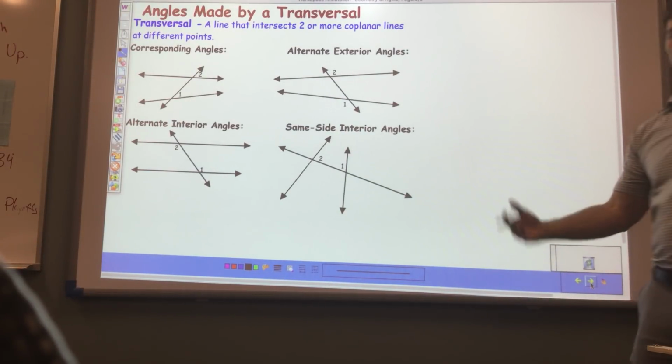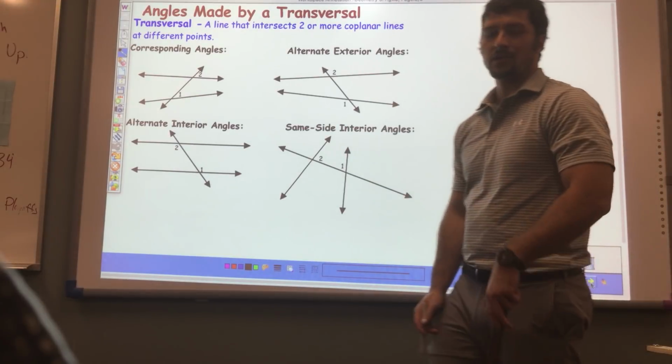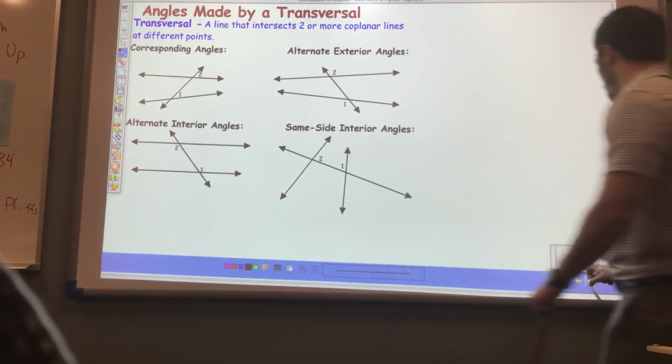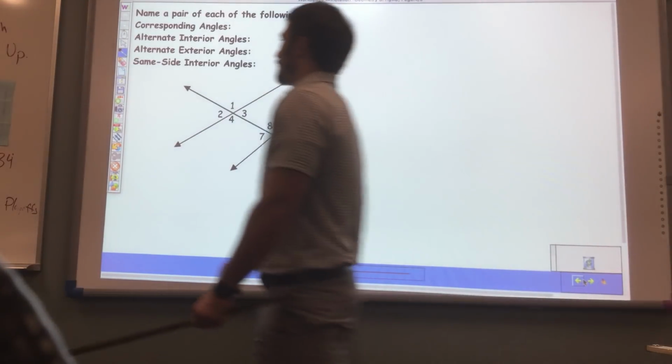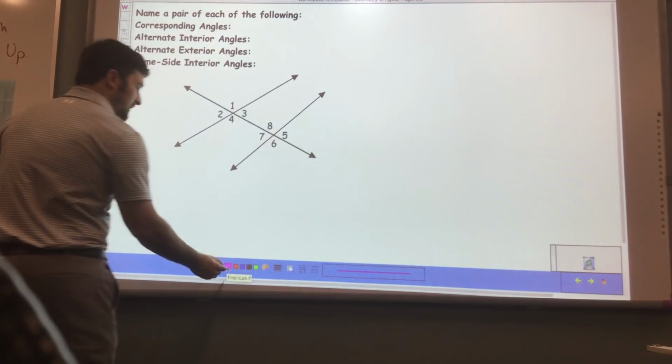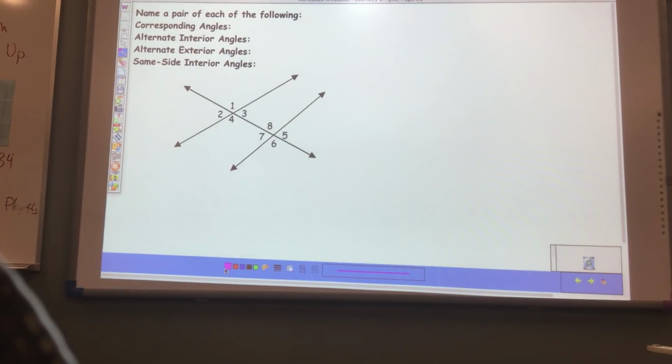If you need to, pause it and look over these a little longer. Make sure you got it. So name a pair of each of the following. You got corresponding, alternate interior, alternate exterior, same side interior.